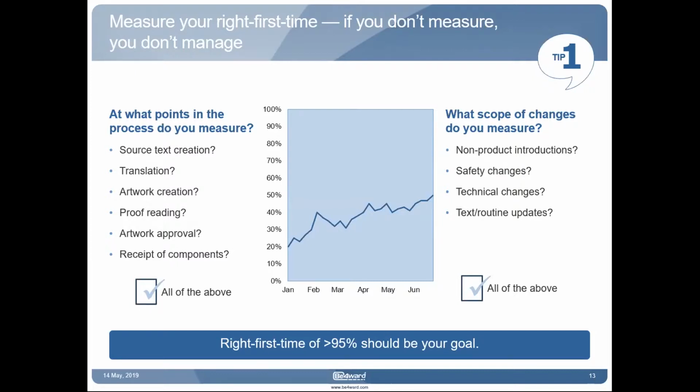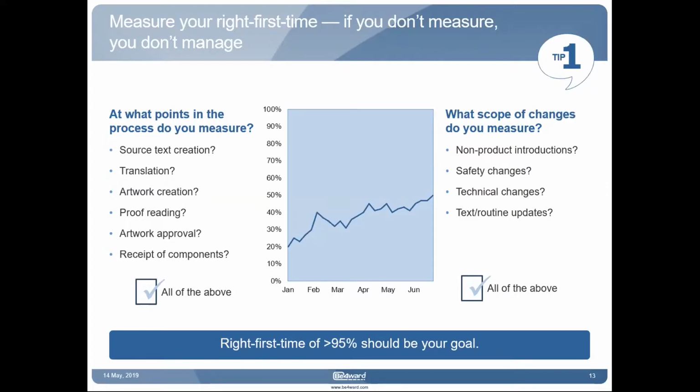Well, on the left-hand side, it has a list of different things there. And really, you should be measuring right first time at all of those different points through the process. Because if you've got low right first time at the beginning, you can guarantee you'll have low right first time at the end. You've got to get your right first time of your text high if you're expecting to get the right first time of your artwork high. It kind of makes sense.